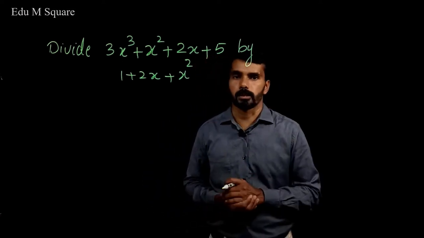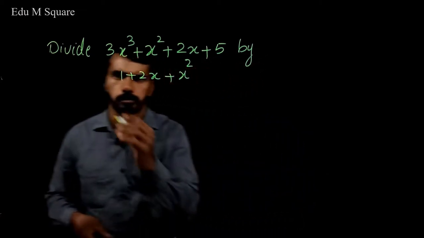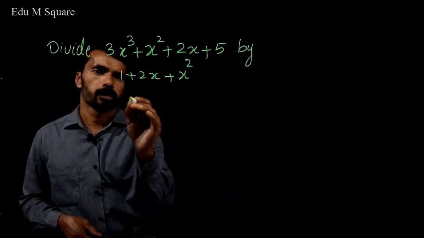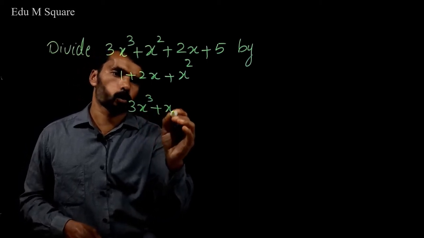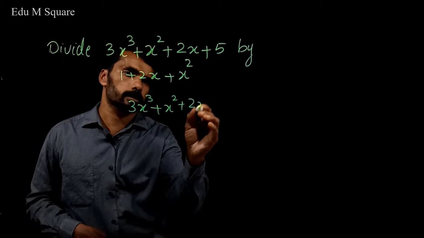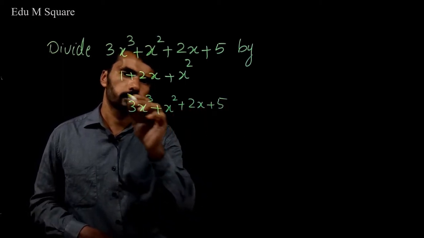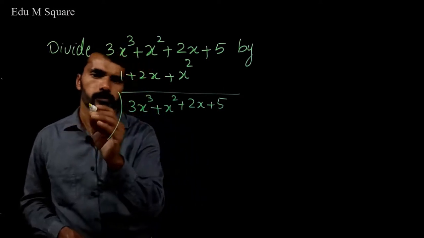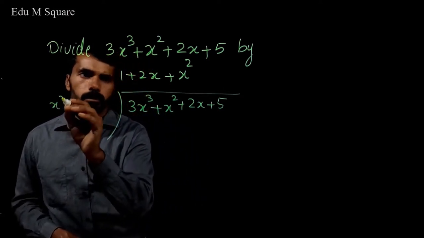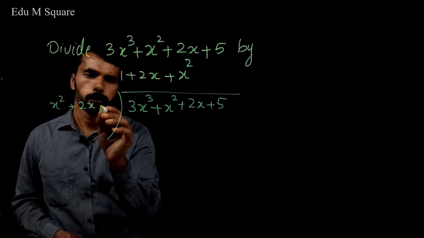So let us start the division process now. So we write this dividend here, 3x cubed plus x square plus 2x plus 5. Then this by x square plus 2x plus 1.